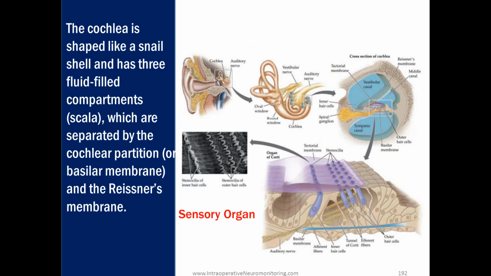The cochlea is shaped like a snail shell and has 3 fluid-filled compartments, the scalae, which are separated by cochlear partitions, or the basilar membrane and Reissner's membrane. So here we have the 3 canals, here we have Reissner's membrane, and here we have the basilar membrane itself.